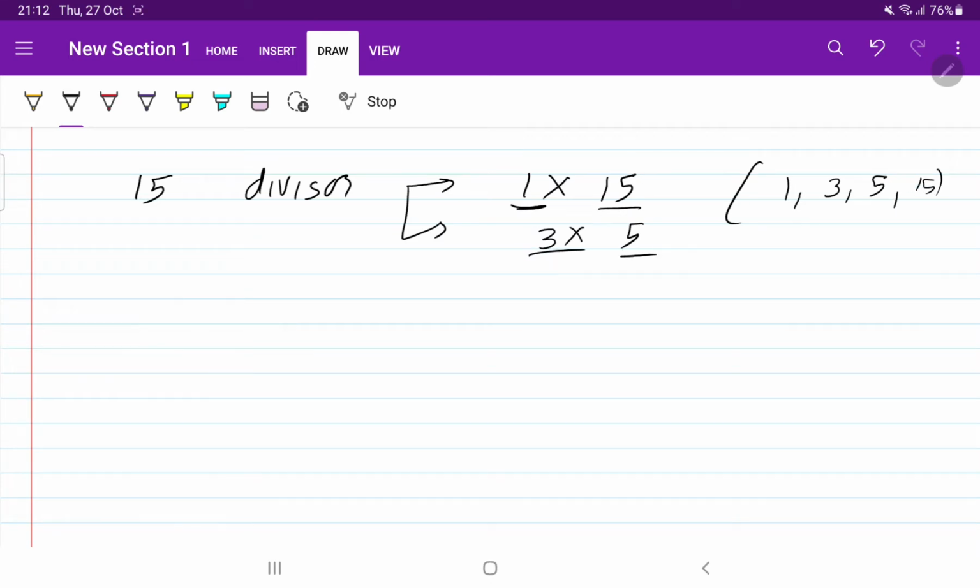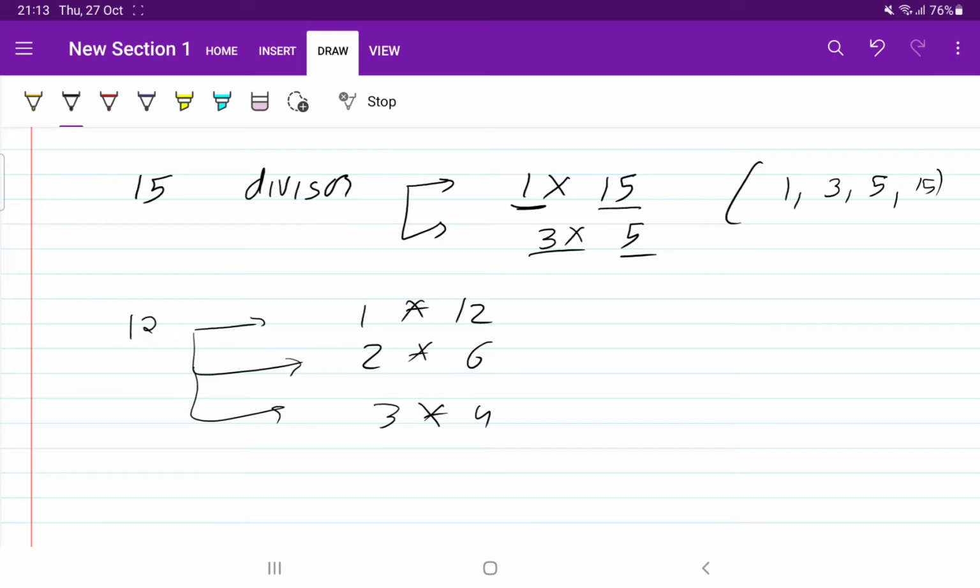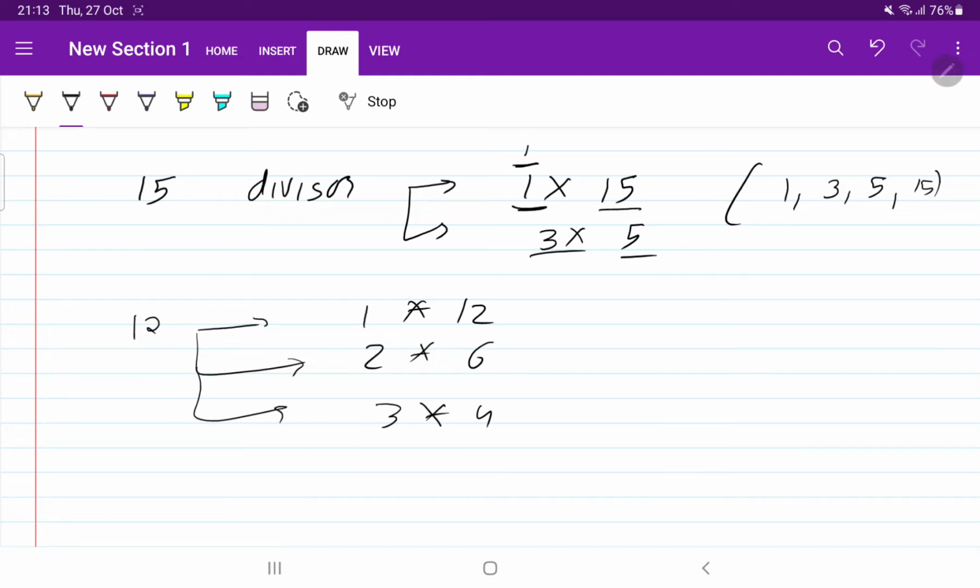Okay, if I ask you the divisors of 12, what are they? 1 into 12, 2 into 6, and 3 into 4. These are the divisors of the number 12. Now if you observe one thing, let's say the smaller number is, let's say, i.